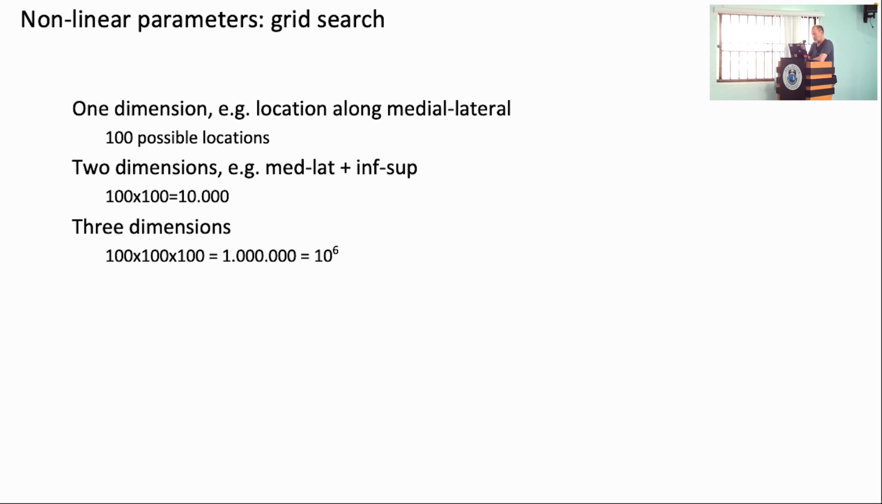It becomes problematic if we have two dipoles, because then the first dipole can be at 1 million locations, and the second dipole can also be at 1 million locations. So all of a sudden, you have 10 to the power of 12 possible source configurations that we have to consider. And then, of course, we would have an infinite amount of time. So that means that for multiple dipoles, the grid search is not an efficient strategy. It just computationally takes too long.